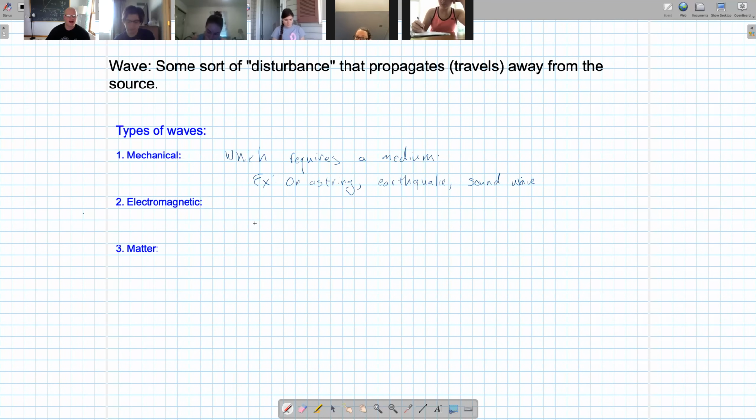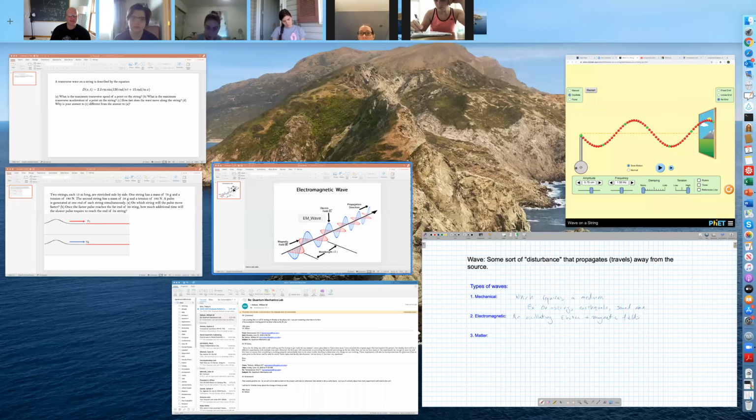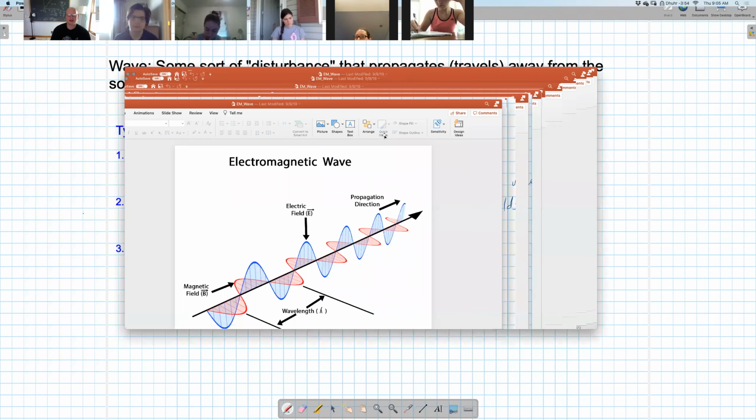The next type of wave we have is what's known as an electromagnetic wave. So an electromagnetic wave is actually an oscillating electric and magnetic field. Now this will make more sense when we get further into the semester. But basically, electromagnetic radiation, or light, is kind of interesting. So here's a schematic of what light actually looks like.